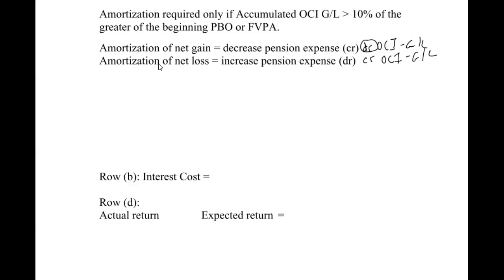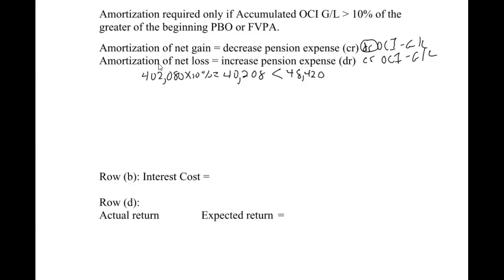We already said we know we're going to amortize, right? Because remember we said that the beginning PBO, 402,080, times 10% gives me 40,208. And then we compare that once again to the beginning balance of the OCI gain or loss, which is 48,420. The gain or loss is too big, so we are going to amortize. Like I said, you should be able to just eyeball a problem and say yes or no, do I need to amortize?